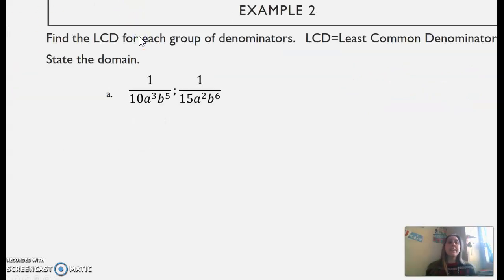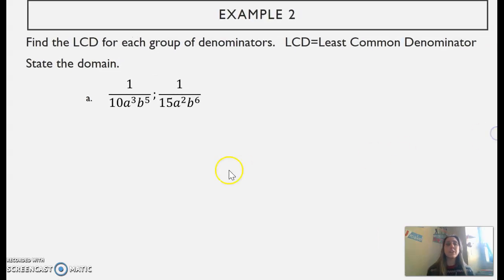All right, when we find the LCD, so we are going to find the least common denominator, and we're going to state the domain. This is something that we're always going to do, and we're going to use that least common denominator to state the domain. So first thing we're going to do, whenever we're comparing two fractions or three fractions, or we're adding and subtracting, or we're solving, we're going to use that least common denominator. That's going to help us find the domain.